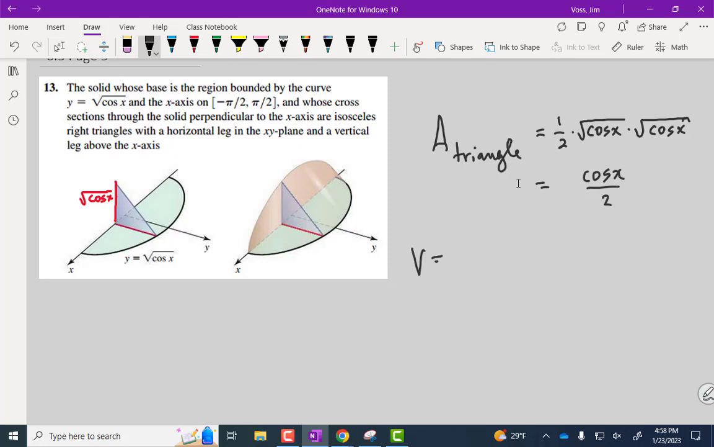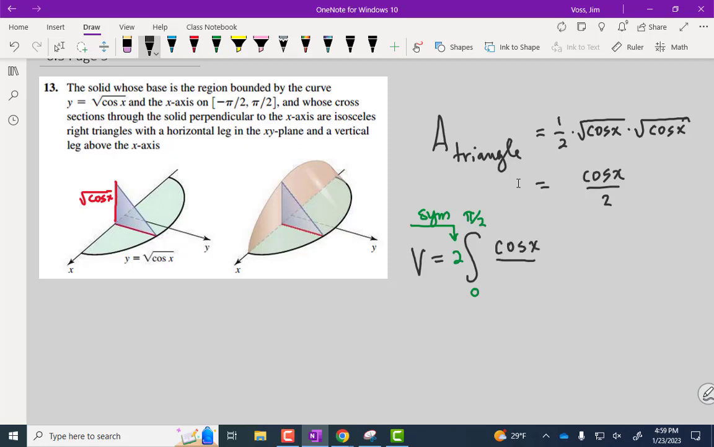So our volume will be the integral. Now, we know that the endpoints are minus pi over 2 to pi over 2. If we wanted to use symmetry, we would go 0 to pi over 2 and double it. Put a 2 in front. So this 2 is a symmetry 2. Symmetry, 0 to pi over 2. Is everyone okay with that?